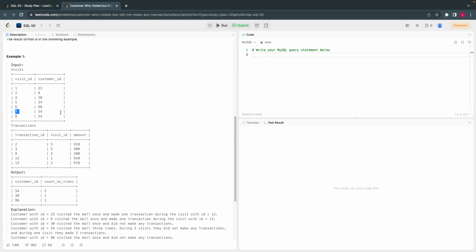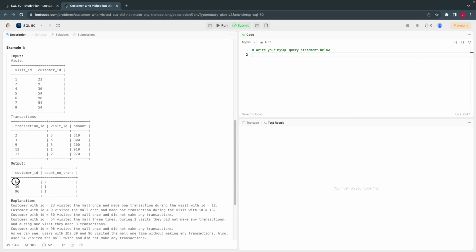So basically, they want to know the customers who visited and did not make any transaction, and how many times that happened. For this customer, he visited thrice, but once he made a transaction, and 2 times he did not. That's the reason the output is 2. So the solution is very simple. We just have to count how many times. Let's first see how many times a customer has visited.